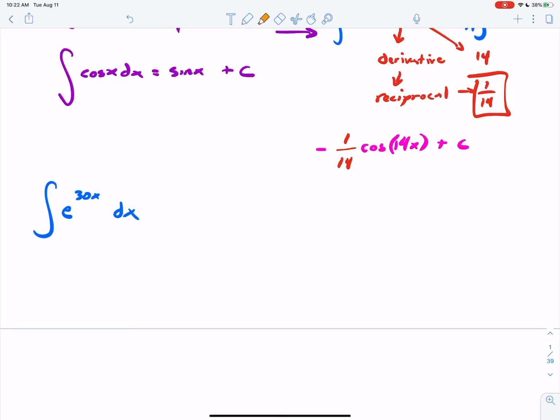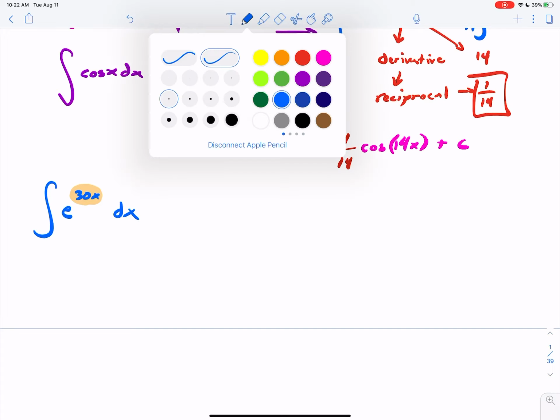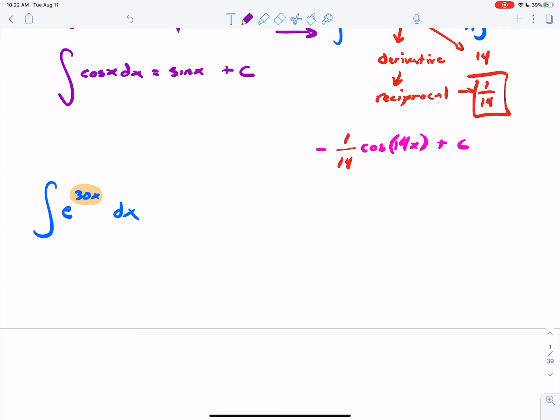So again, how do you know when to use U substitution? You notice that there is a function inside of another function. So in your mind right now, what you're doing is you're taking the derivative of everything in orange, and then you're taking the reciprocal of that answer. So play when you're ready, but go ahead and pause if you need time to guess it out.